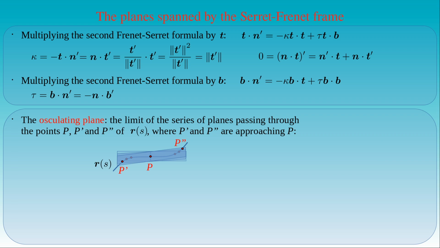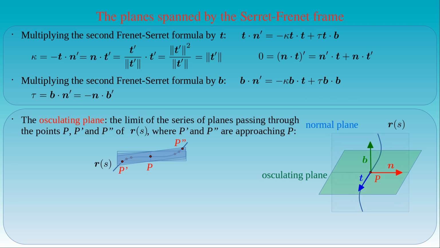Actually, the osculating plane at a given point P of the curve can be determined by the Frenet-Serret frame at that point as well, since the plane is spanned by the tangent t and the normal n of the curve at the given point. This also means that the binormal vector b is the normal of the osculating plane at the point P. Based on the application of the Frenet-Serret frame, we can also define the normal plane of the curve at the point P, as the plane spanned by the normal n and the binormal b. Then the normal vector of the normal plane is the tangent t of the curve at the point P.